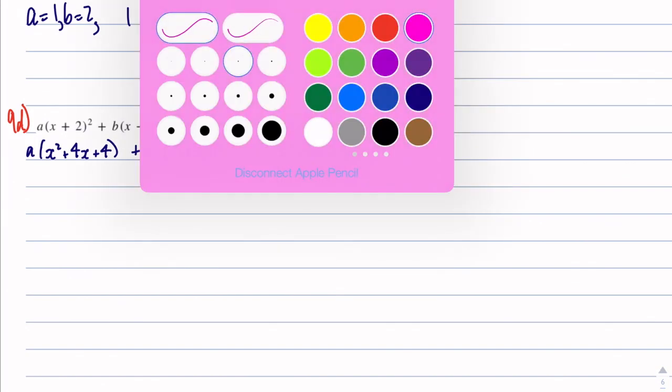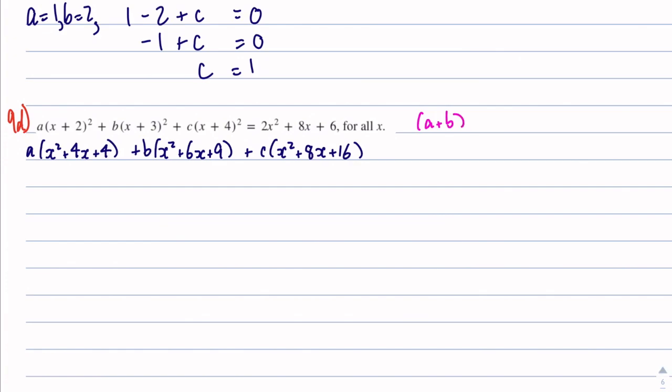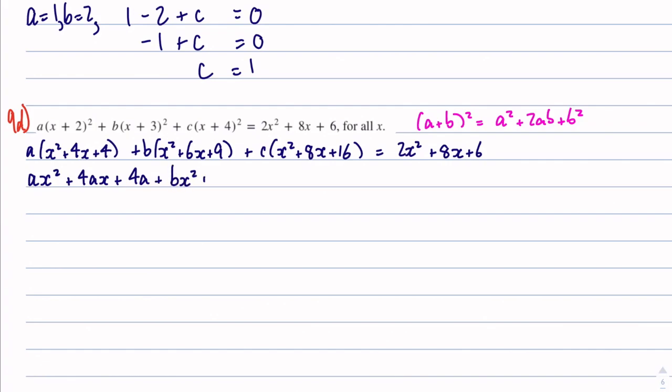Just to remind you, if I've got a plus b all squared, then that comes out as a squared plus 2ab plus b squared. You've done that plenty. And this thing came out as 2x squared plus 8x plus 6. Now let's expand out. So we've got ax squared plus 4ax plus 4a plus bx squared plus 6bx plus 9b plus cx squared plus 8cx plus 16c equals 2x squared plus 8x plus 6.